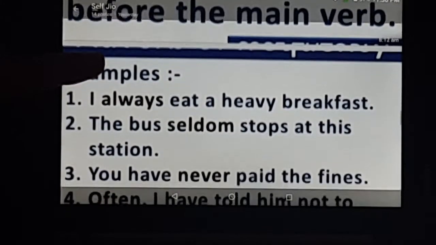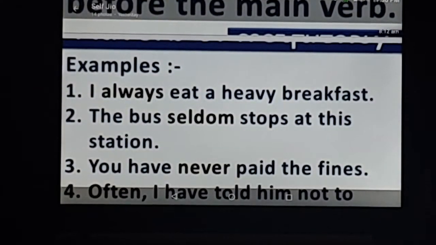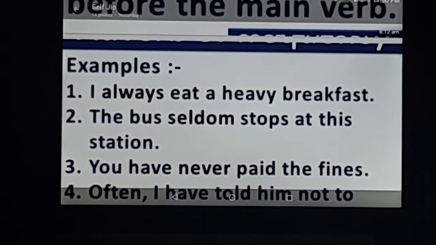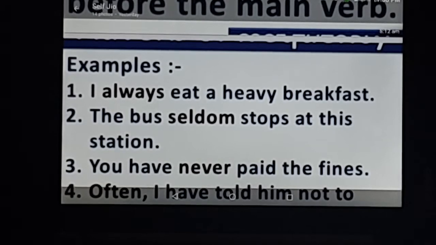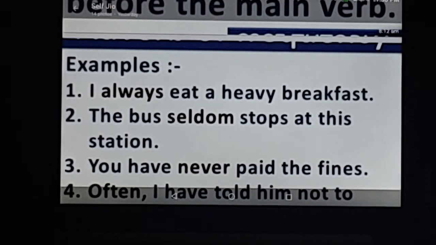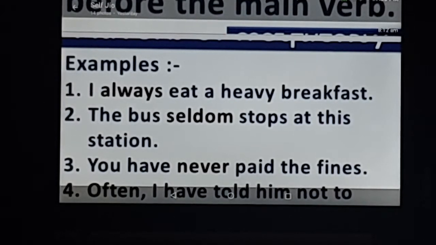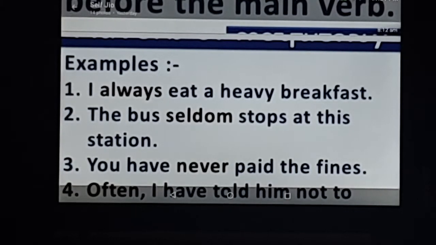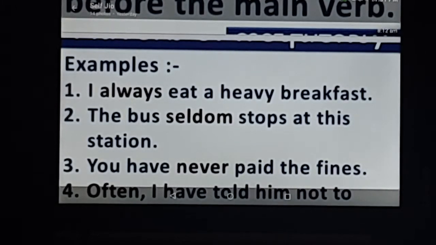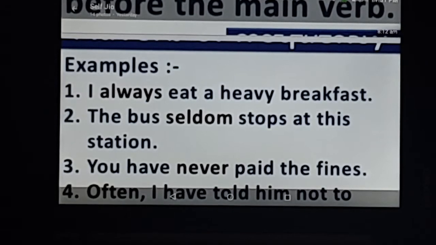So here are the examples. In the first sentence, I is the subject. Eat is the verb. But between the subject and this main verb, we have an adverb of frequency. I always eat a heavy breakfast. The bus seldom stops at this station. The bus is the subject, stops is the verb, and in between these two words we have seldom, an adverb of frequency, at this station. You have never paid the fines.